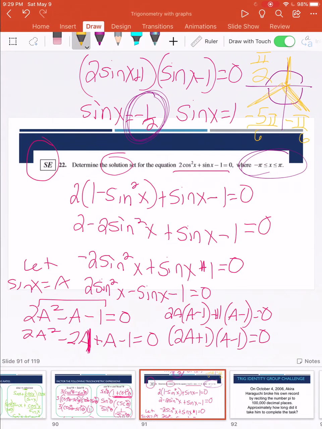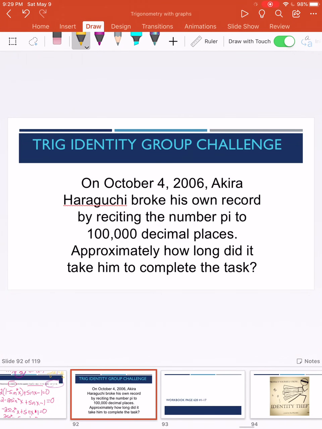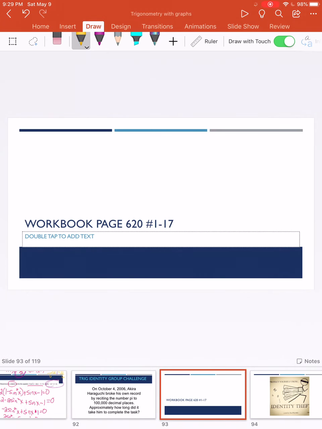All right, trig identities is super fun. I'm sad you don't get to do this. This is like one of my favorite lessons, this fun little game. But try some of the questions in your workbook and let me know if you need any help.